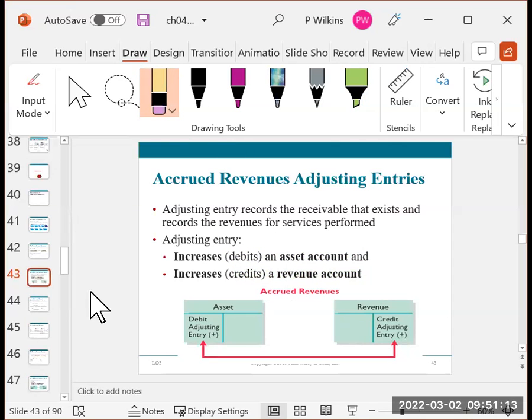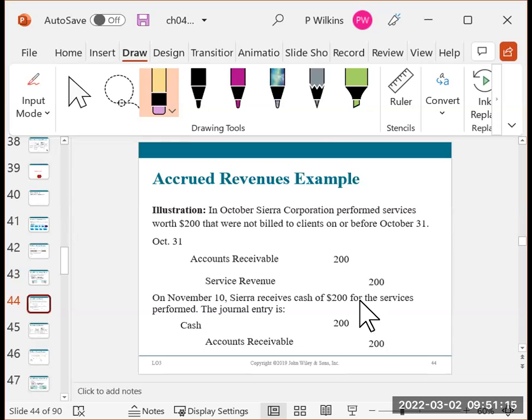Okay. So we're going to look at an example here. In October, Sierra Corporation performed services worth $200 that were not billed to clients on or before October 31st. So on October 31st, what they're going to do is they're going to debit accounts receivable. That's the asset account because they're going to receive that money later. And they're going to credit service revenue because they have earned that revenue. They have provided that service.